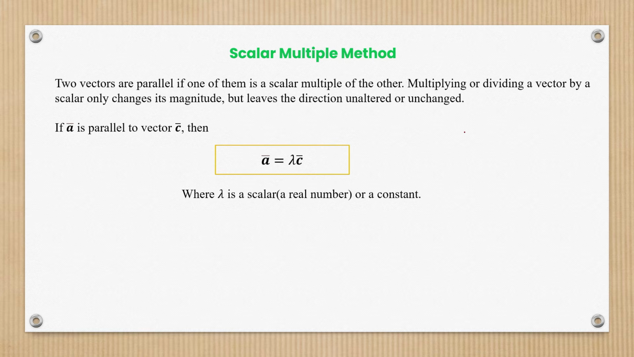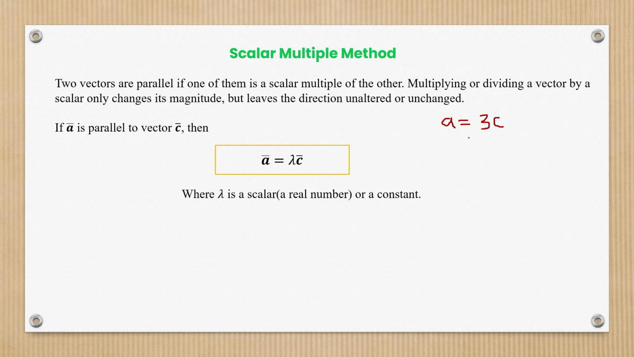For example, we may have a vector like this. So we can say A is equal to, instead of lambda, let's say 3C. Now you should know what this means. When you write it this way, it means that A is parallel to C, but C is shorter. This is like saying that A is 3 times longer than C. That's why you have to multiply C by 3 to get the length of A.